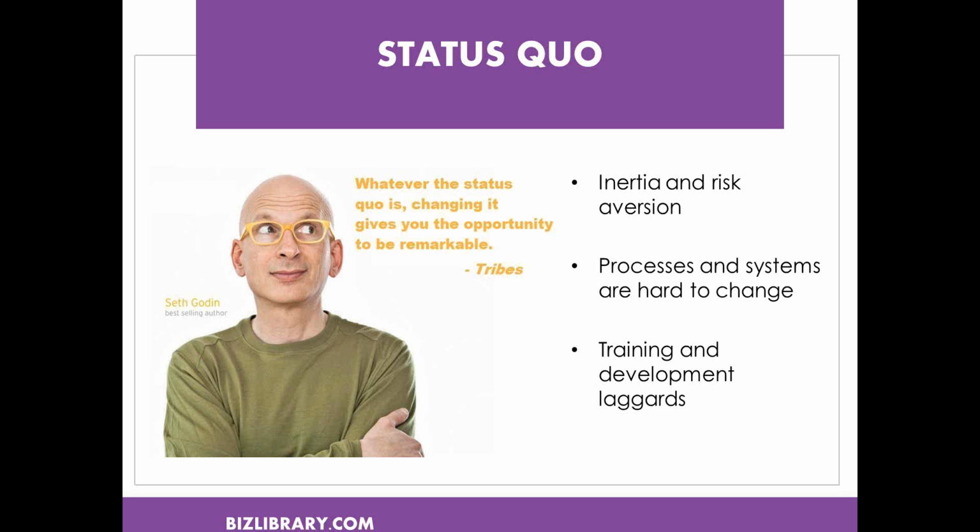The second of the five barriers, and this is a big one, is the status quo. Inertia is a very real thing. Organizations are slow to move sometimes. Anybody that's tried any sort of change effort knows this. "Whatever the status quo is, changing it gives you the opportunity to be remarkable." That's a great quote from Seth Godin's Tribes. But we tend to be risk averse as organizations. It's normal, but it really creates problems when we're trying to improve training outcomes.